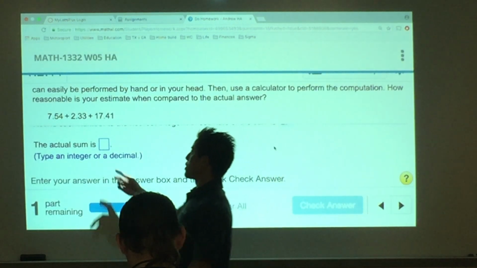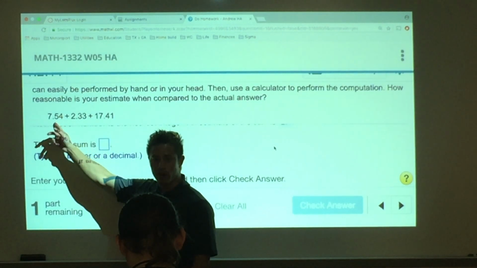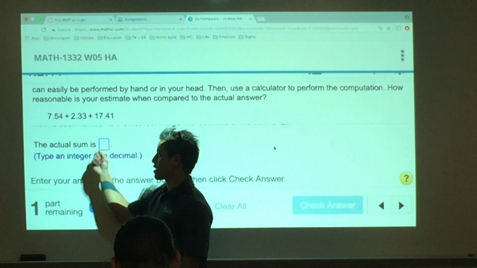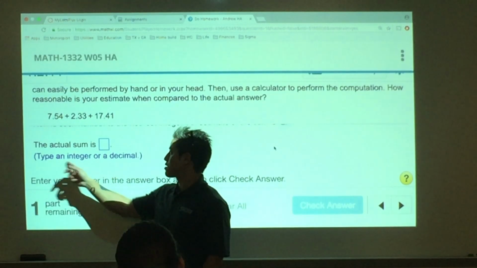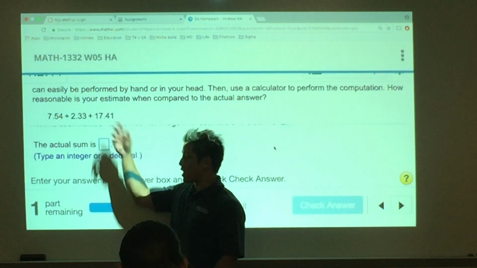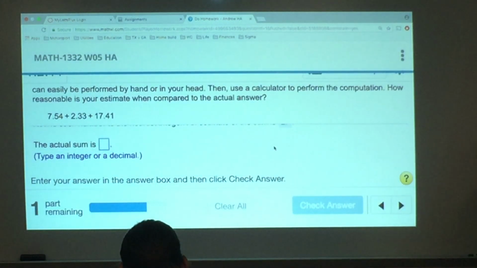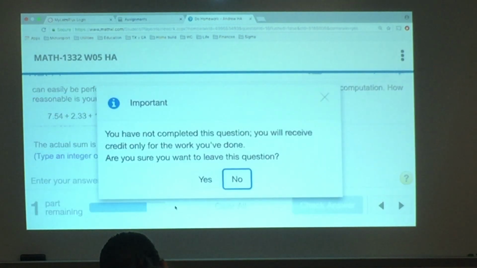So you should be able to put in your calculator 7.54 plus 2.33 plus 17.41 to get the actual sum. Notice how it doesn't say round at all. So whatever that dumps out after adding them, that's going to go there. I don't have my calculator because my phone's recording. 28.28. Let's see here. Okay, perfect. So there you go. You got some numbers. Some people did it in their head. Love it. I'm not going to do it. You guys get the idea.